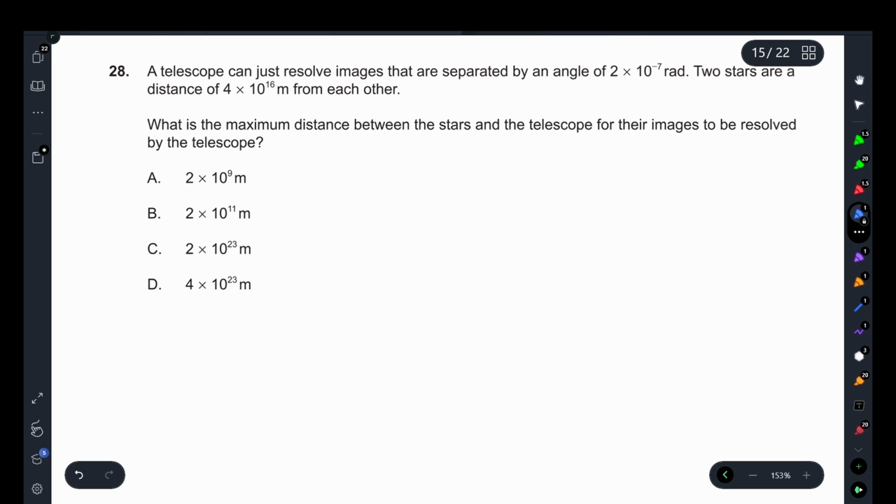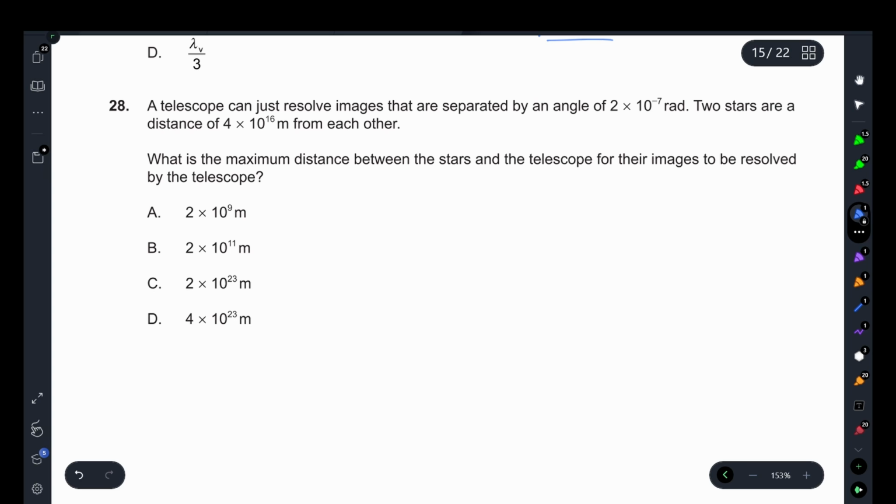Question number 28. A telescope can just resolve images that are separated by an angle of 2 into 10 power minus 7 radians. Now, the two stars are given at a distance of 4 into 10 power minus 6. They're asking the maximum distance between the stars and the telescope for the images to be resolved. Now, for this, what we're going to do is draw out a triangle. Let's take this to be star 1 and this to be star 2. And let's call this our home, planet Earth.